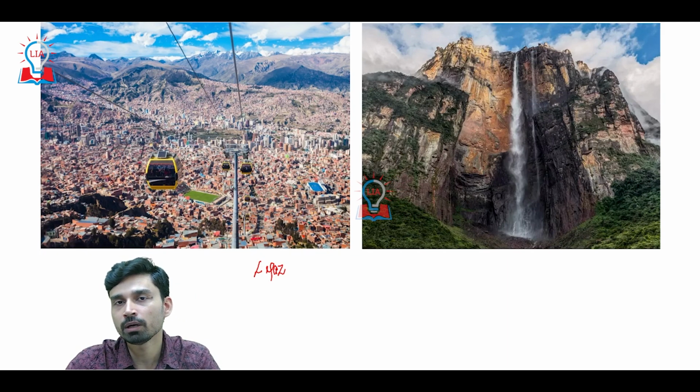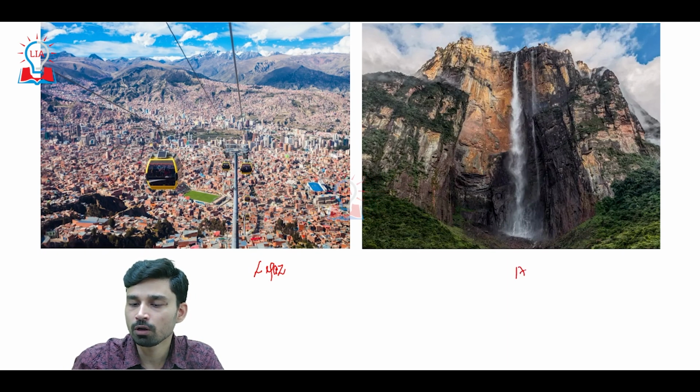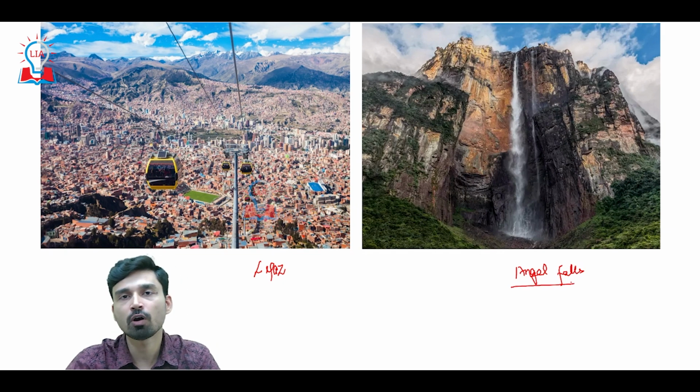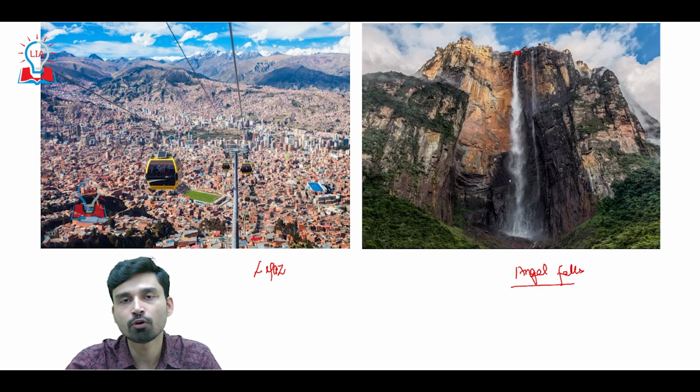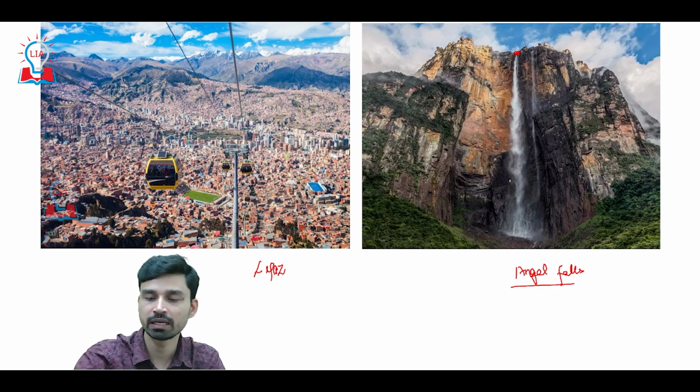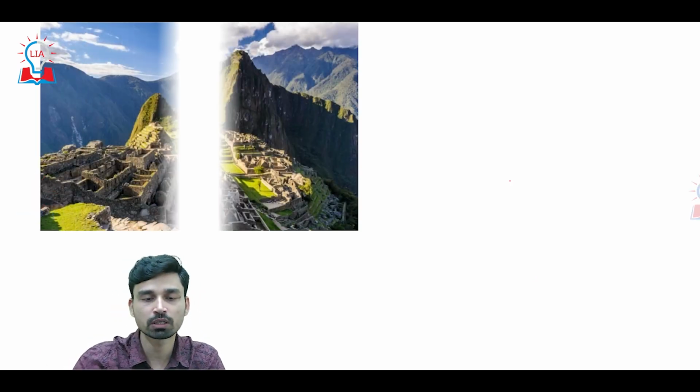The second important or notable geographical feature that you should remember is the waterfall. The waterfall is called Angel Fall. Angel Fall is the highest waterfall in the world, situated in Venezuela, and it has a height of almost 700 meters. As you can see from the picture, the water is falling from a height of 700 meters. That makes it the highest waterfall of the world.